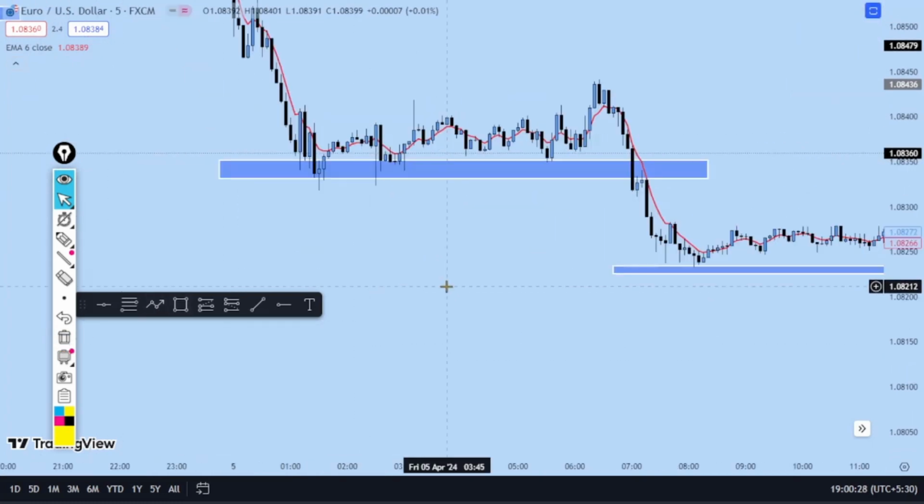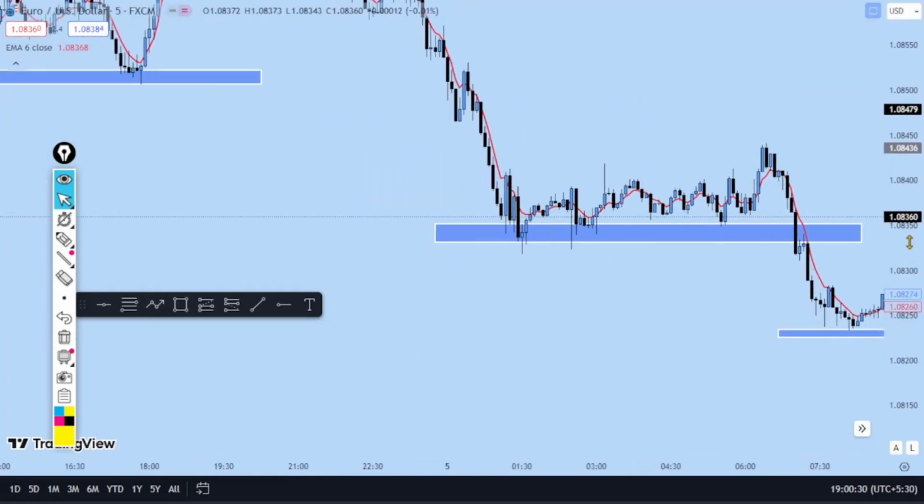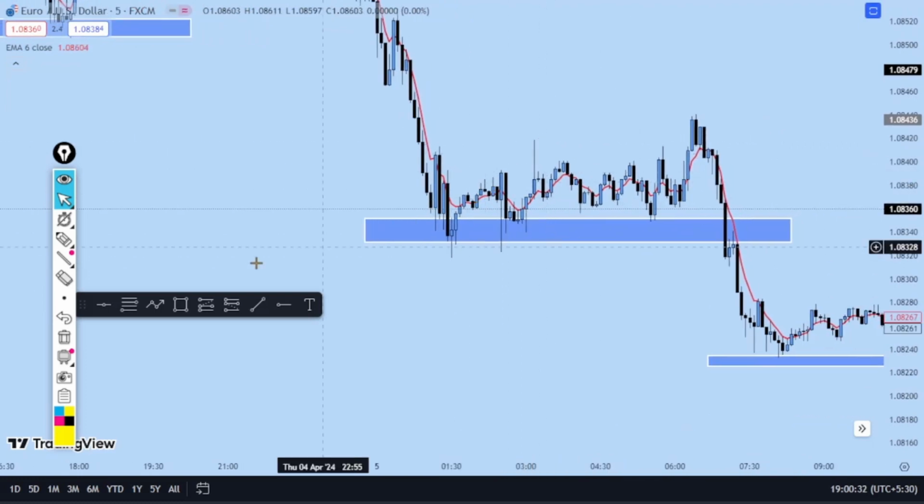So now let me show you some more examples. Here also you can see that the price is continuously hitting this zone. So this is a valid support zone. As soon as the price came again here, I marked this candle. Okay, so this would be our SL, and this would be our entry price. As soon as it's broken, we can take our trade.